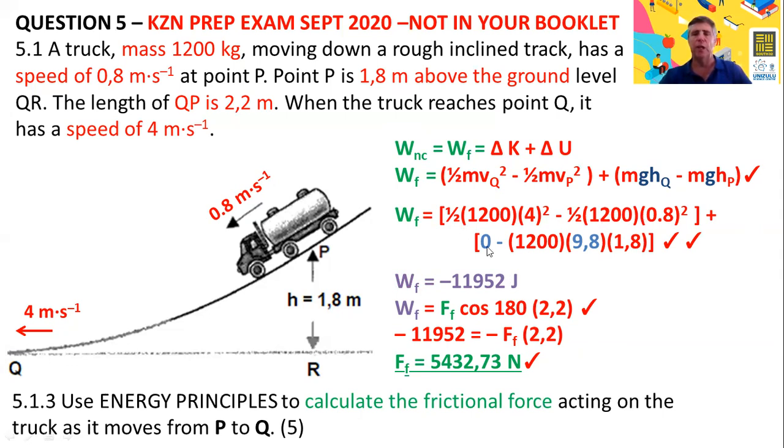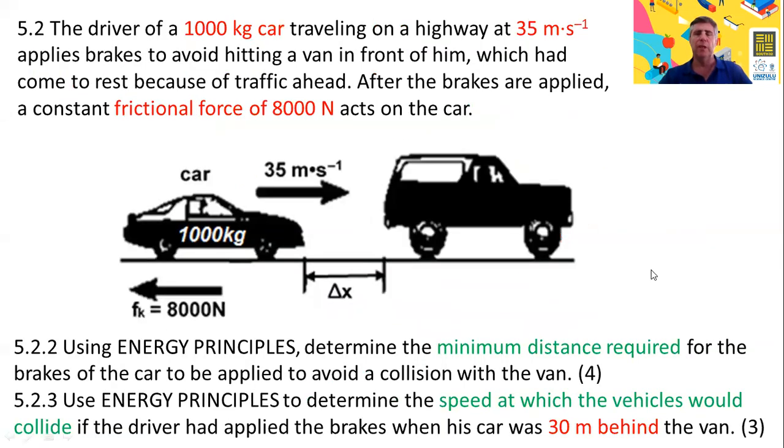Just make sure you understand where each of these numbers comes from. Second part of the question was completely different. You've got a 1,000-kilogram car traveling along a highway at 35 meters per second. That's somewhere around 120 kilometers per hour. He applies his brakes to avoid hitting a van in front of him, which is completely stationary.